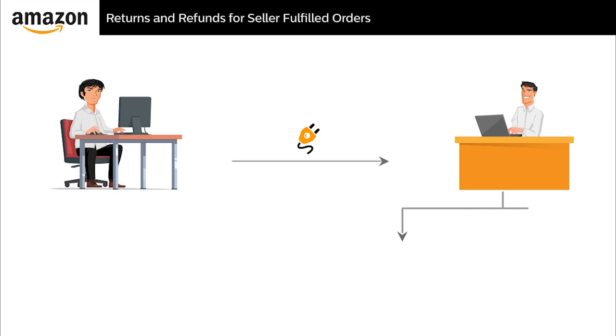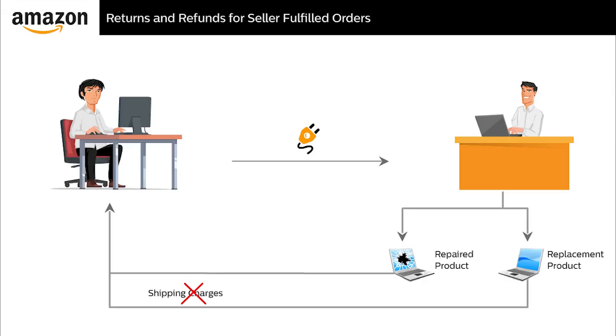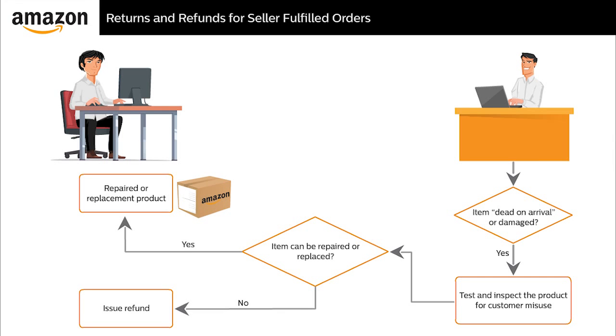You will either get the defective product repaired at the service center or send a replacement. However, you will not charge additional shipping charges for sending the repaired product or a replacement item to the customer. In case of returns of dead on arrival and damaged items, the seller reserves the right to test and inspect the product for customer misuse and issue a replacement after inspection. If the item cannot be repaired or replaced, the seller will issue a refund.